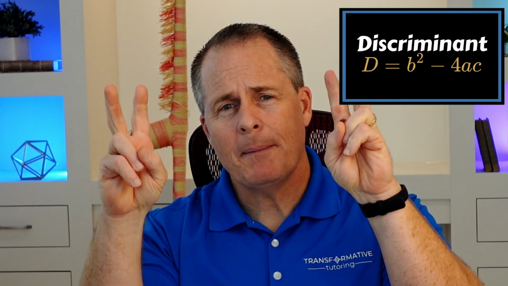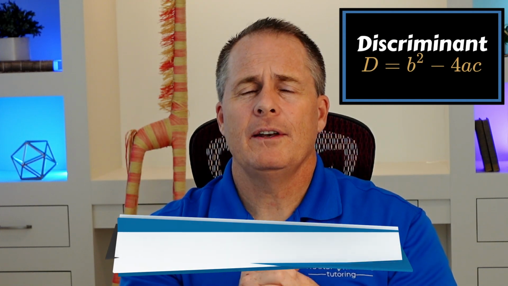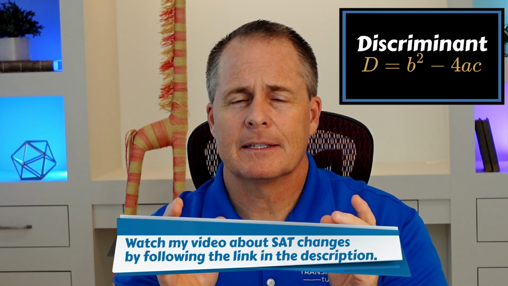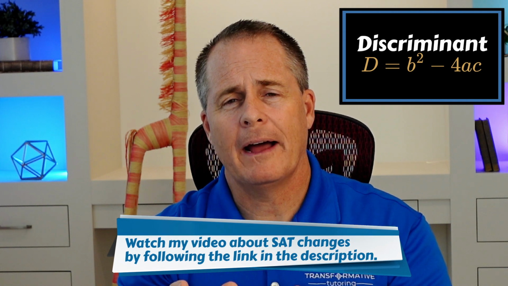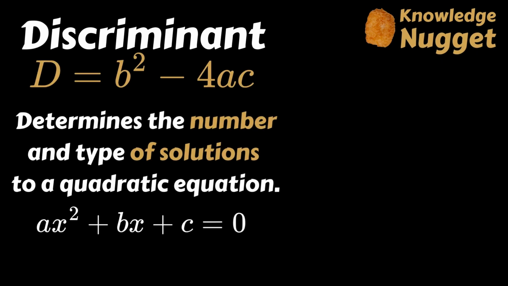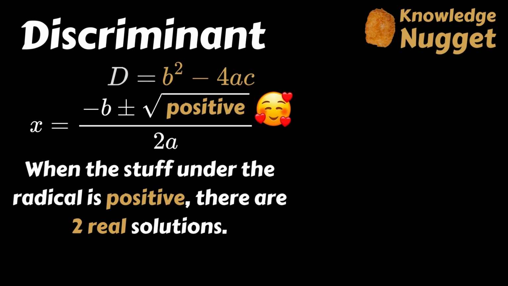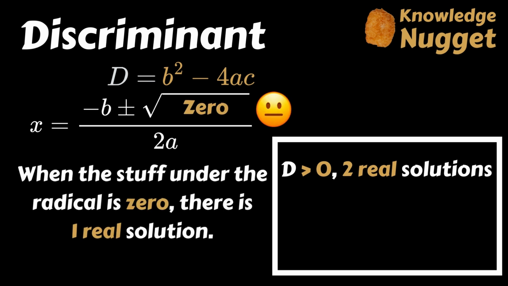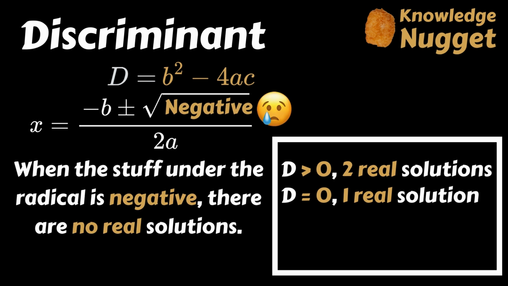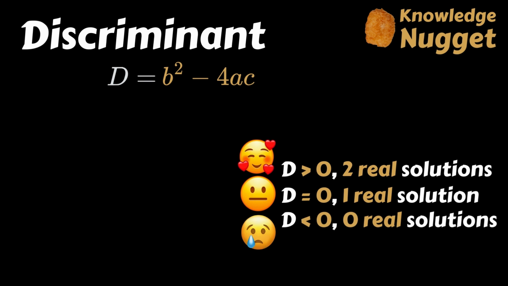It's the discriminant. Based on all the new practice tests that I've researched, the discriminant is playing a more important role on the SAT math test than ever before. So let me give you a quick refresher on the discriminant. First of all, it's b squared minus 4ac. When it is positive, there are two real solutions. When it is 0, there is only one real solution. When it is negative, there are no real solutions.